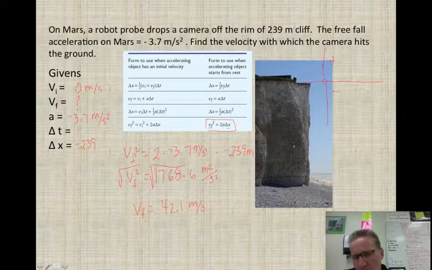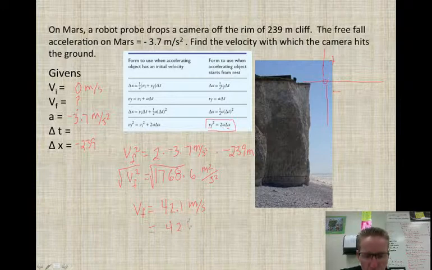But again, we have to just be mindful of what's happening here. It's falling down since our origin was up here. The going up is a positive velocity, so we will go ahead and change that to negative 42.1 meters per second.